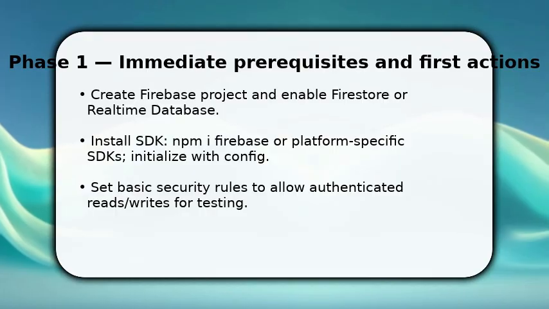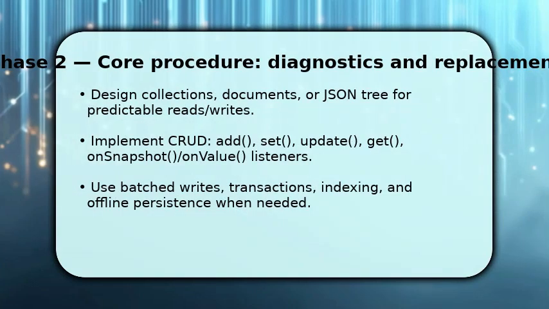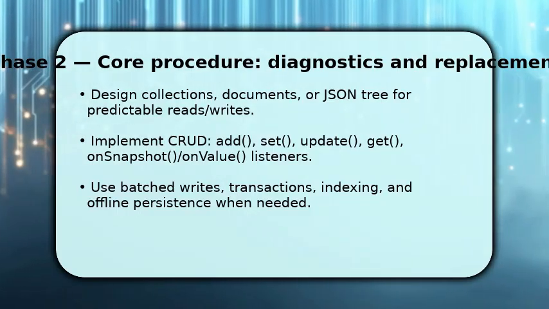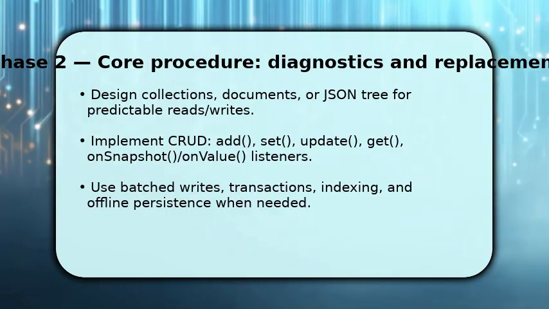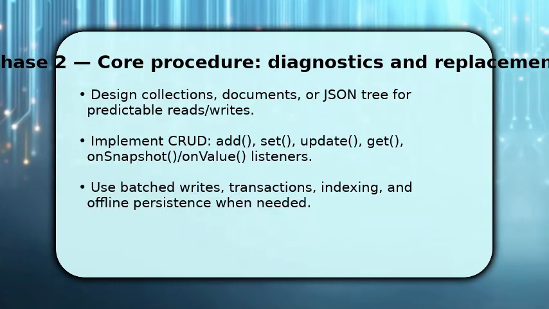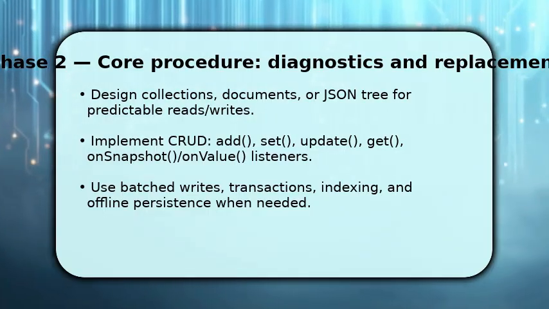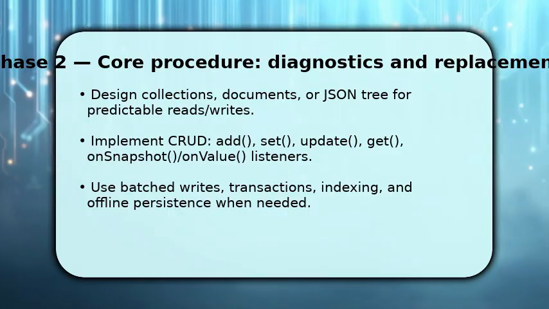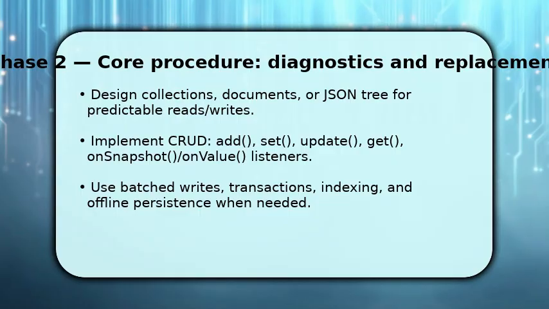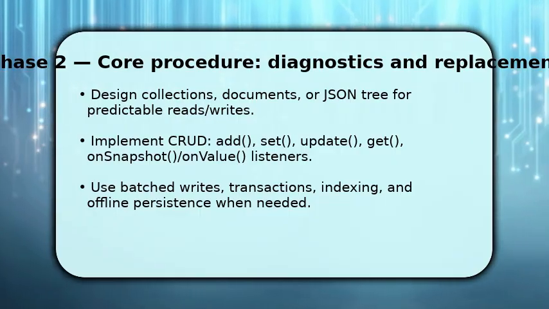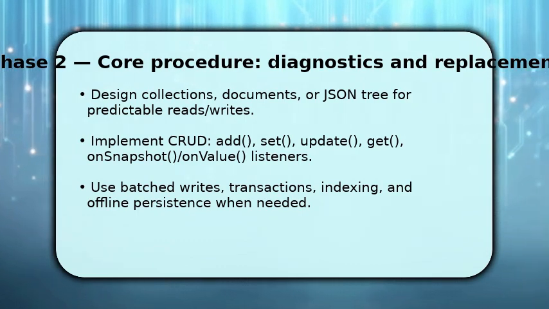You now structure your data, plan collections and document IDs for Firestore, or a normalized JSON tree for real-time database to avoid hot spots. Next, implement core operations. Use add, set, update, and get, or real-time listeners like onSnapshot and onValue for live updates. For complex updates, choose transactions or batched writes to preserve consistency. Also enable indexing for frequent queries and offline persistence on clients, so the app remains responsive when the network drops.